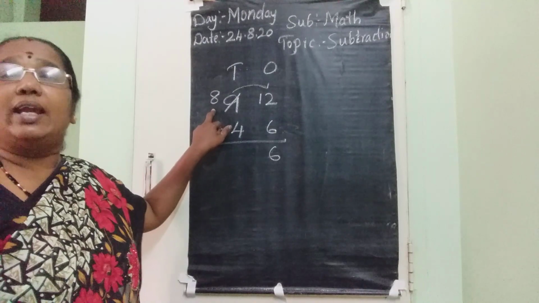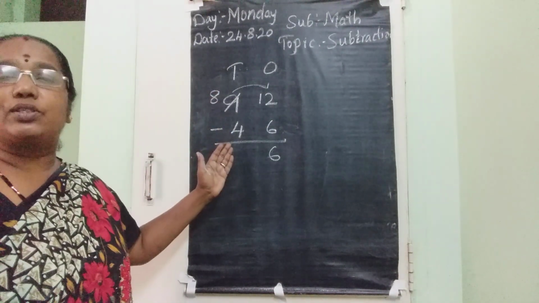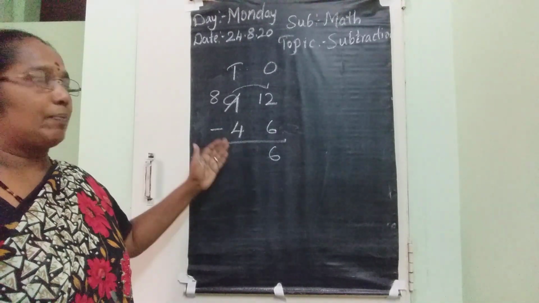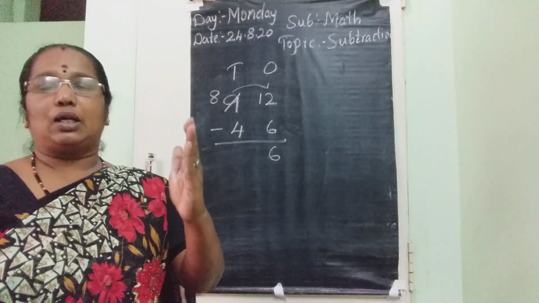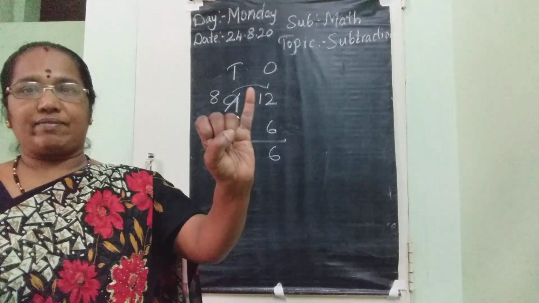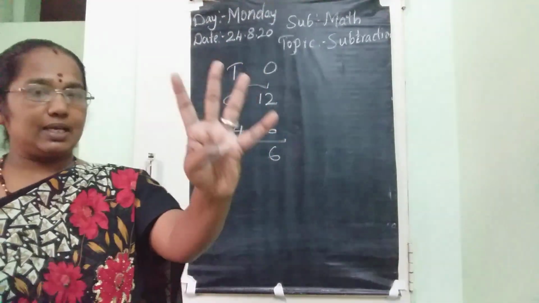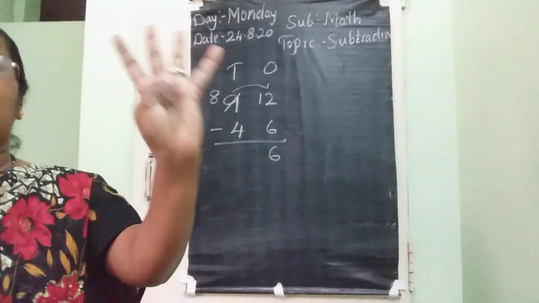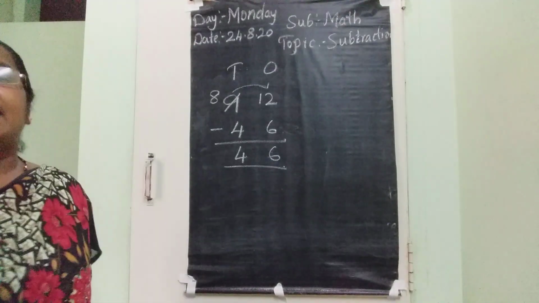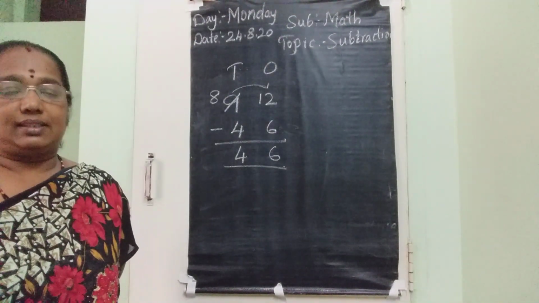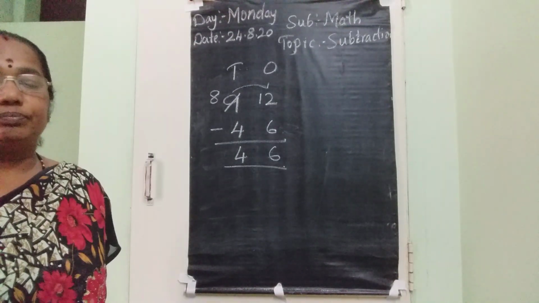Now, I have 8 here. 8 minus 4. Of course, I can do the subtraction here very easily because 8 is a bigger number than 4. Back counting: 8, 7, 6, 5, 4. How many fingers do I have here? 4 fingers. Yes, I got 46. Yes, children.